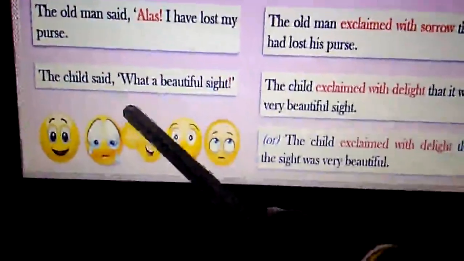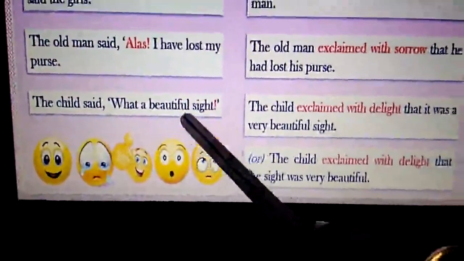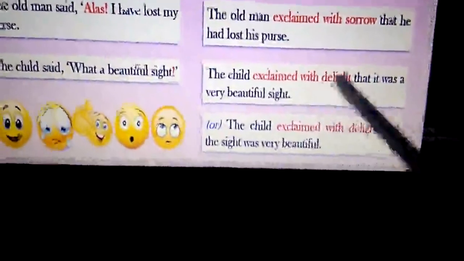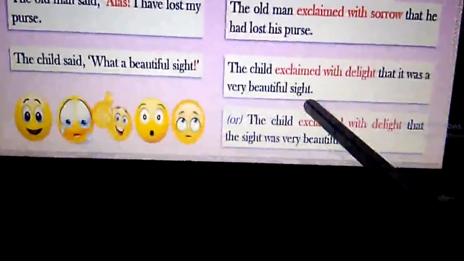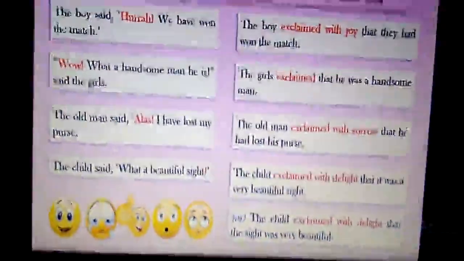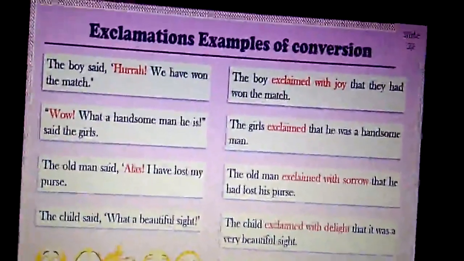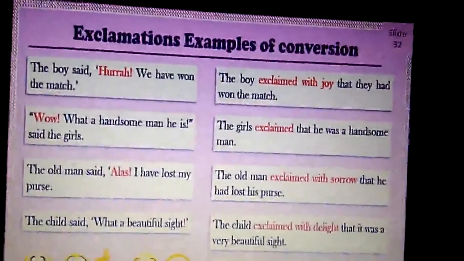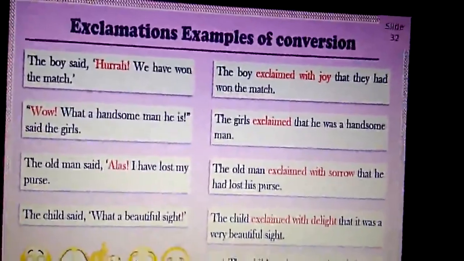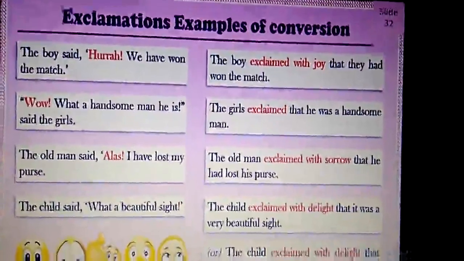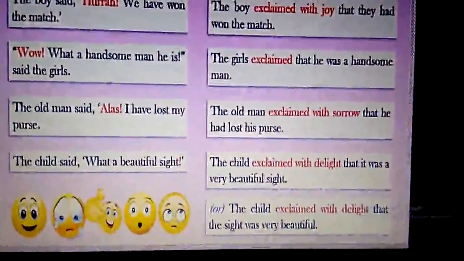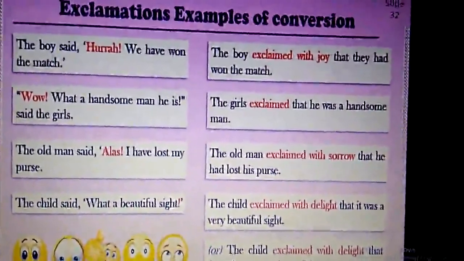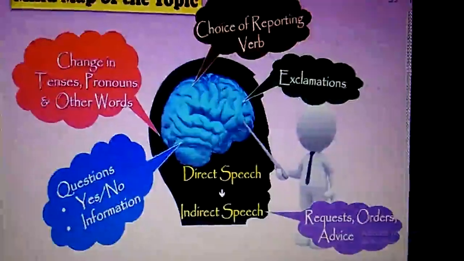See the last example. The child said, "What a beautiful sight." So the child exclaimed with delight that it was a very beautiful sight. Such exclamatory sentences, when we convert them into indirect speech, we have to skip the exclamatory word. Instead, we have to use other expressions like exclaimed with joy, exclaimed with sorrow, exclaimed with delight. In such a way, we have to make changes to the expressions used in the sentences.